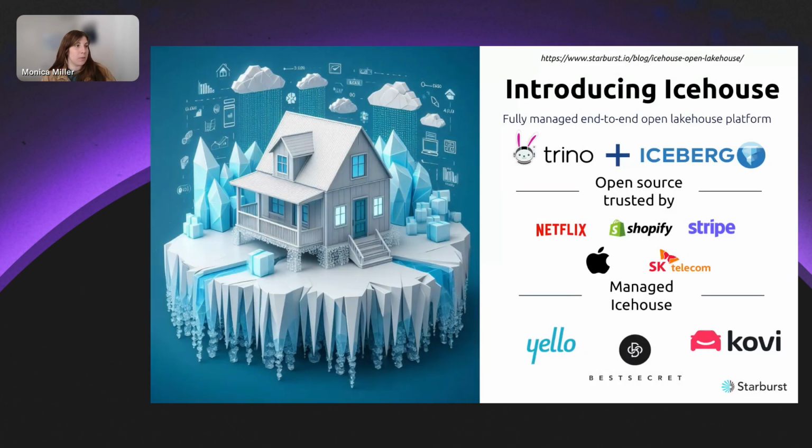And our version of that is what we call the Icehouse. So the fully managed end-to-end open data lakehouse platform, which is a big combination of Trino and Iceberg together. And it is trusted by a lot of different people who use Trino and Iceberg. Apple is notorious for using Trino and Iceberg together. And we have a lot of our customers adopting that within Starburst as well to have the managed Icehouse.